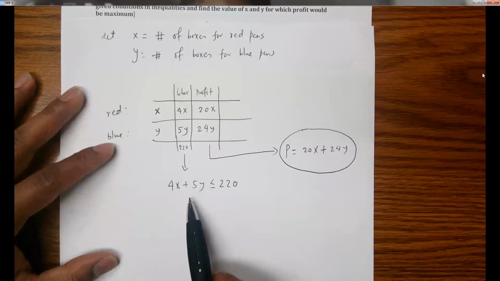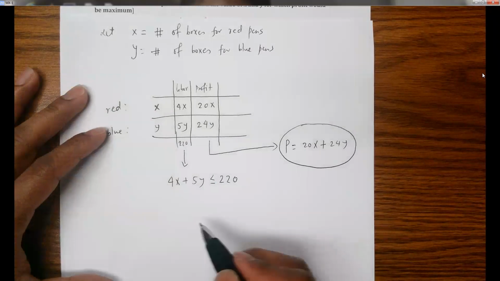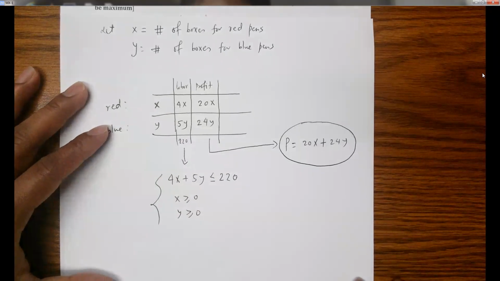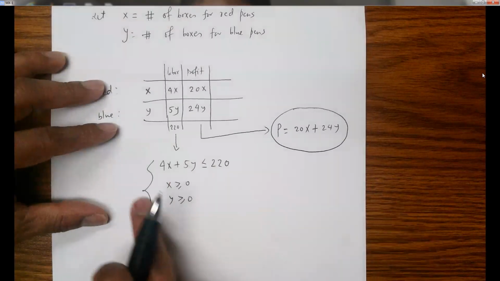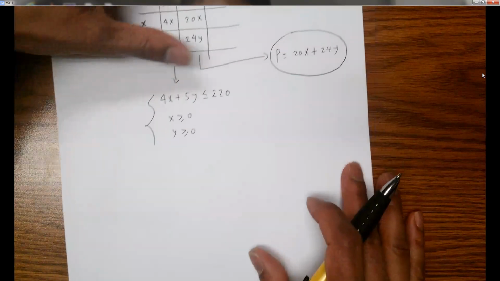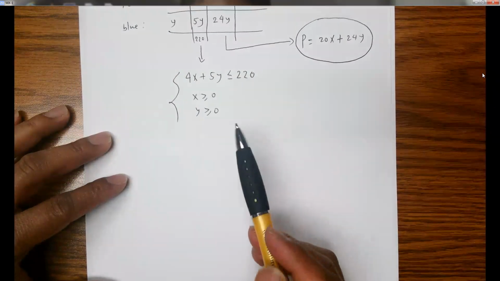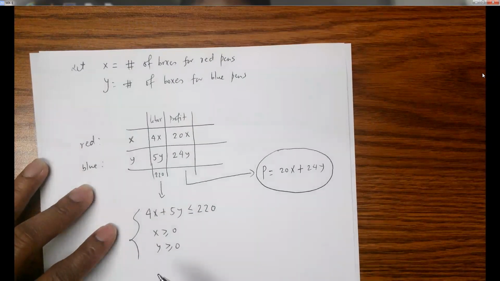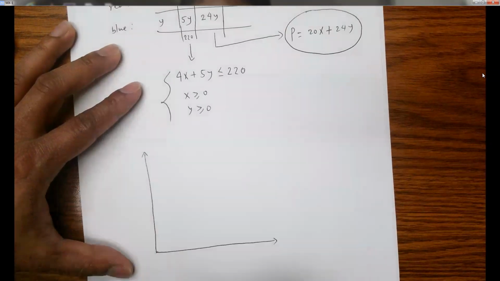We'll come back here and check the profit. So this is the first restriction we get from here, but at the same time, we also know that X and Y would be non-negative because they are number of boxes. So to find the production policy which maximizes the profit, we need to plot the graph of this, and then find the corner points. So to plot the graph of the first inequality, we need to draw the coordinate system. But you can see that X should be non-negative and Y should be non-negative. So that coordinate system must be for the first quadrant only.